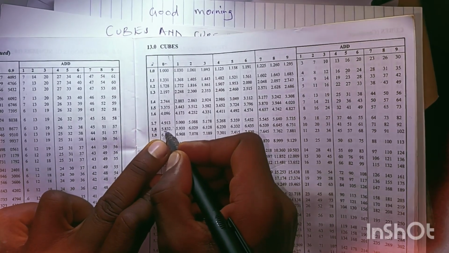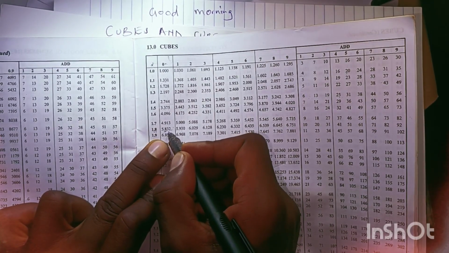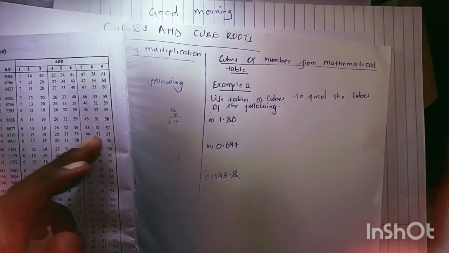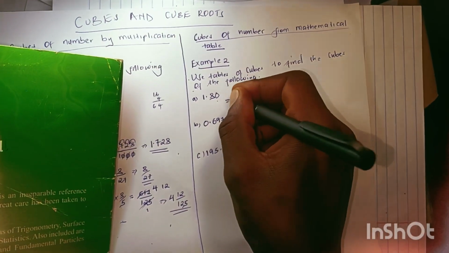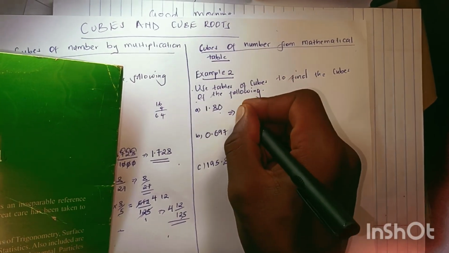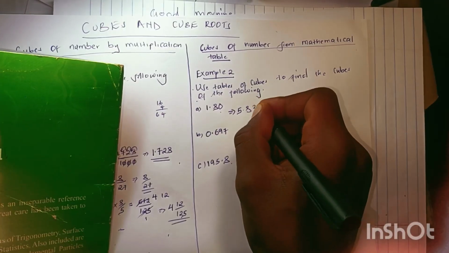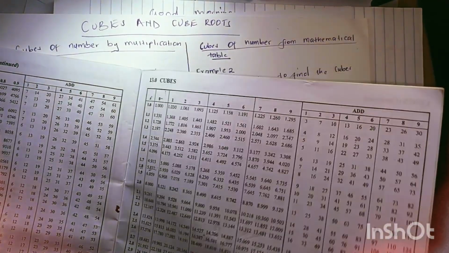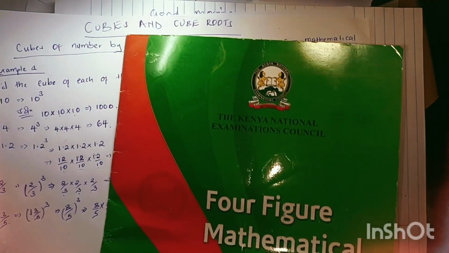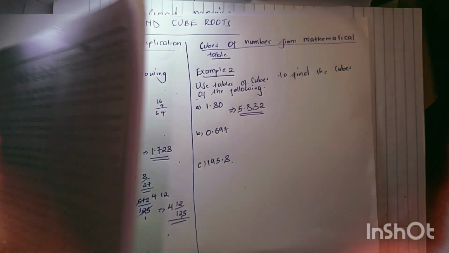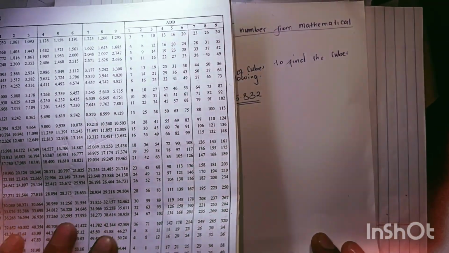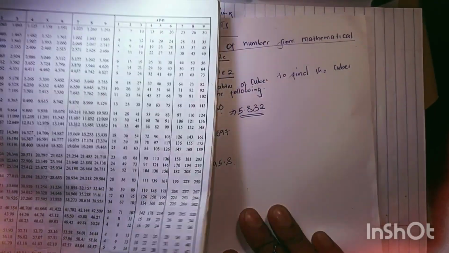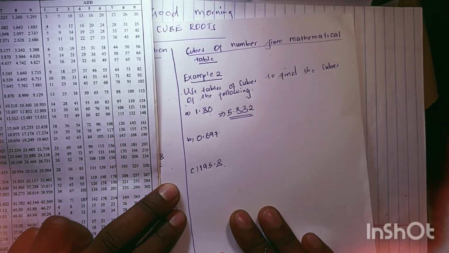So for 1.8, I read in the column of 0, and my value is 5.832. The answer is 5.832. You can see the answer is in 4 figures, and that's why this table is called 4 figure, because the answer should be given in 4 figures. So what about 0.697?